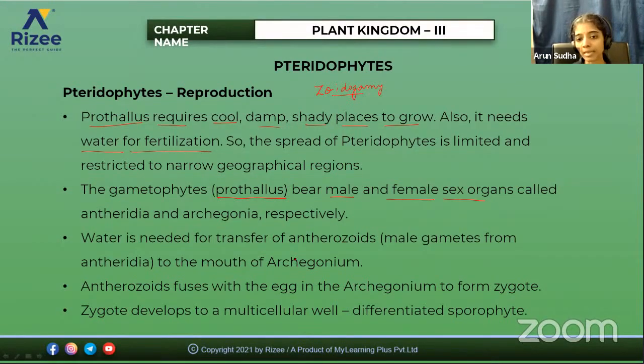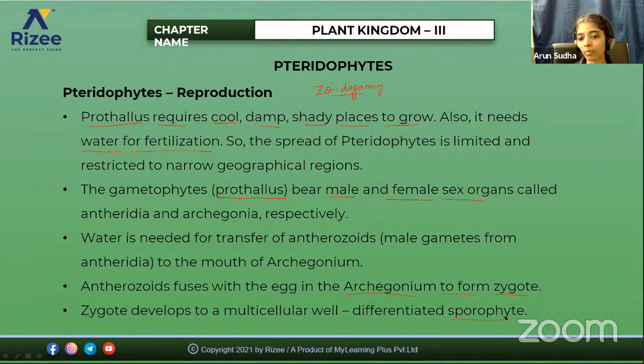So this antherozoid, what will happen? It needs water. In the presence of water, it swims and reaches the mouth of the archegonium. The antherozoid fuses with the egg in the archegonium to form a zygote. First it forms a zygote, and this zygote develops into a multicellular, well differentiated sporophyte.